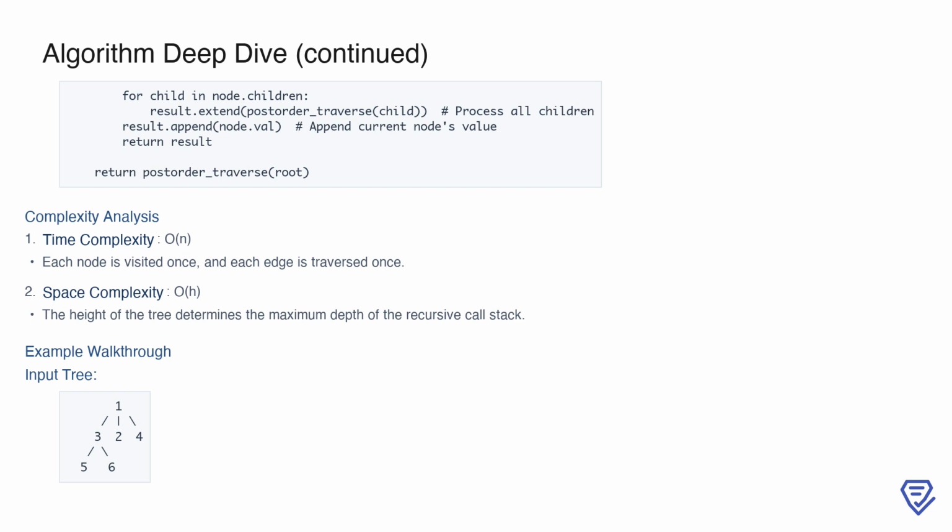In terms of complexity, the algorithm is efficient. The time complexity is O(n), since each node and edge is visited exactly once. The space complexity is O(h), due to the recursive call stack, where h represents the height of the tree. This implementation is both concise and effective, making it well suited for the problem.